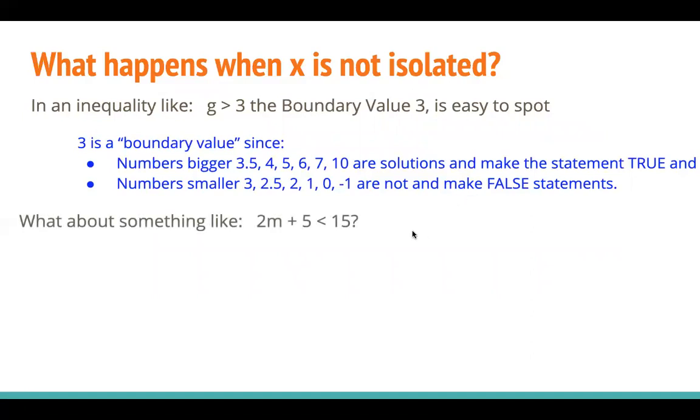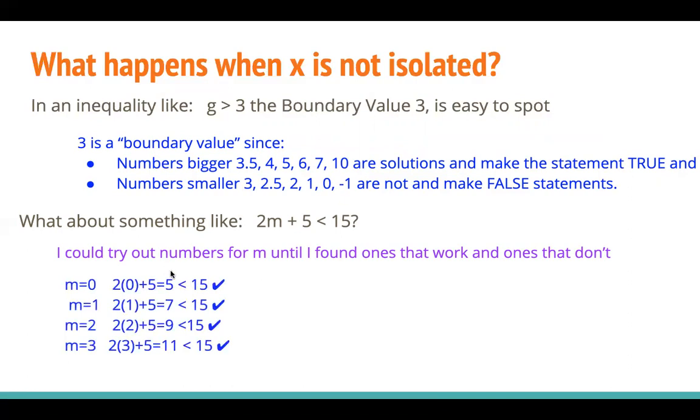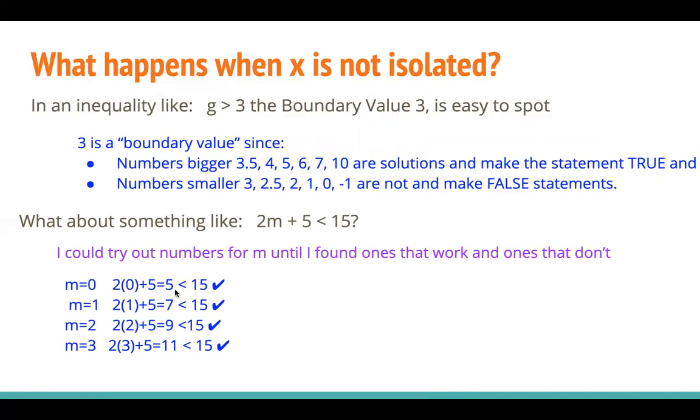What about something like this? 2m plus 5 is less than 15. Well, I could try out numbers till I find that boundary value. I'll start at 0, my favorite number. When I plug in 0 for m, 2 times 0 is 0, plus 5 is 5, and that is less than 15.